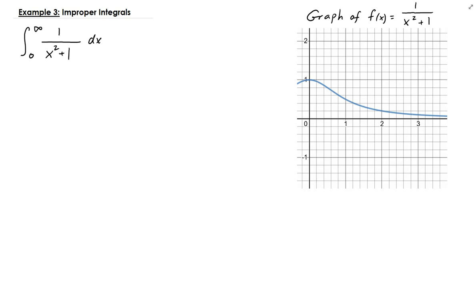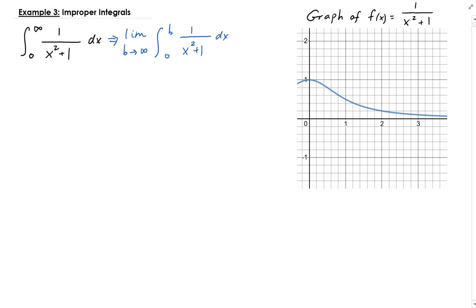Okay, in our third example, we're going to find the integral, in this case, an improper integral of 1 over x squared plus 1 going from 0 to infinity. The first thing you should do is to rewrite this in terms of a limit. So we have the limit as b approaches infinity of the integral going from 0 to b of 1 over x squared plus 1.